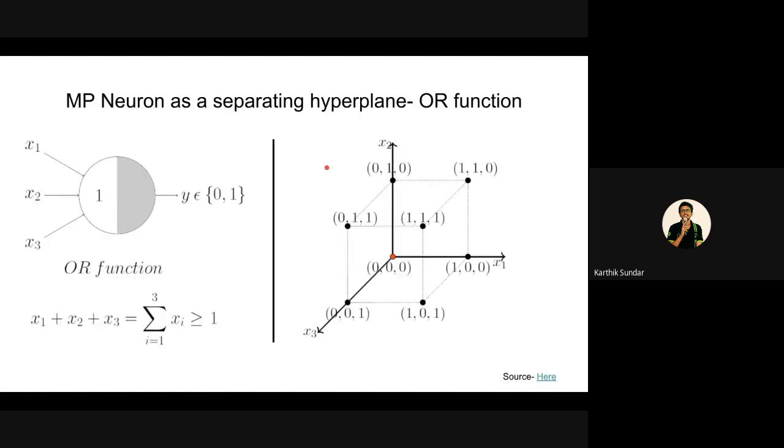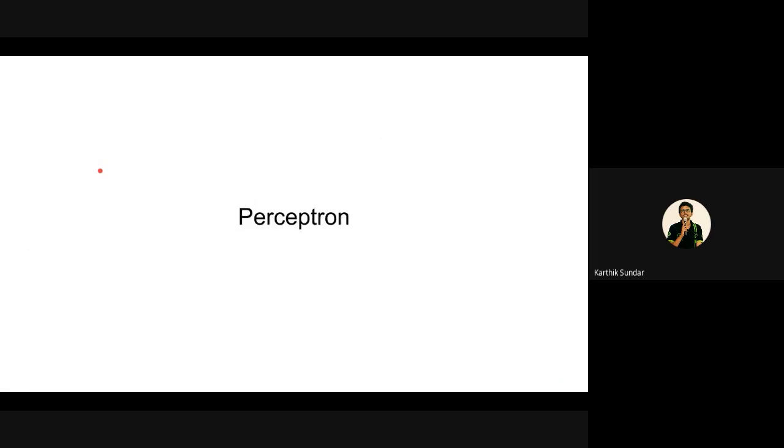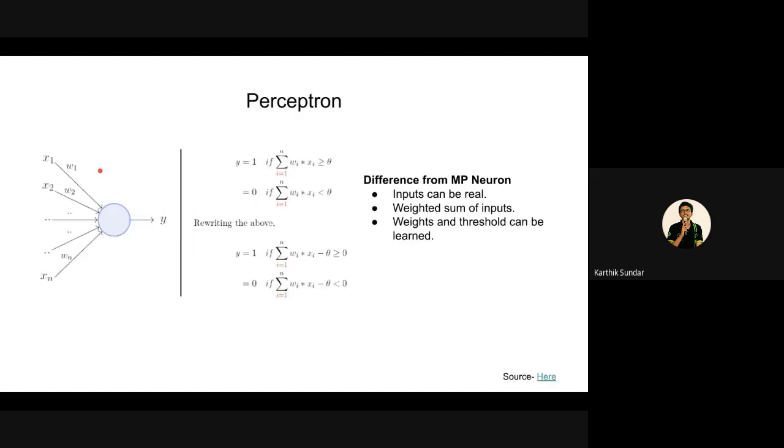See, in the MP neuron, we hand coded this theta. We hand coded the threshold. But what the perceptron does is, you can learn the threshold. You can learn it on its own, and this actually falls into the template of machine learning, that you learn particular parameters and you learn a particular threshold. So that's the starting point of the perceptron.